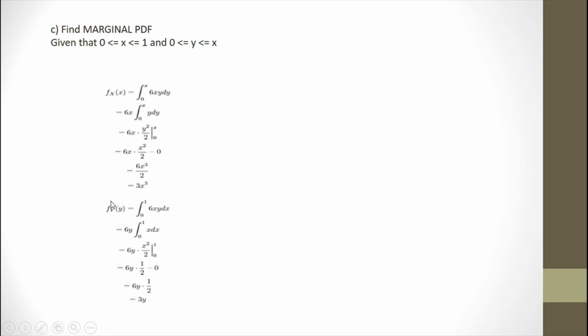For this part of the question, we need to find the marginal PDF for f of x and for f of y. For the first part, we need to integrate the function with respect to y, keeping the limits of y, which are given to be 0 to x. After integration and putting in the limits, we get the final answer to be 3x cubed. Similarly, for the next part, we integrate the function with respect to x, keeping the limits of x, which are 0 to 1. The final answer of the marginal PDF for f of y comes out to be 3y.